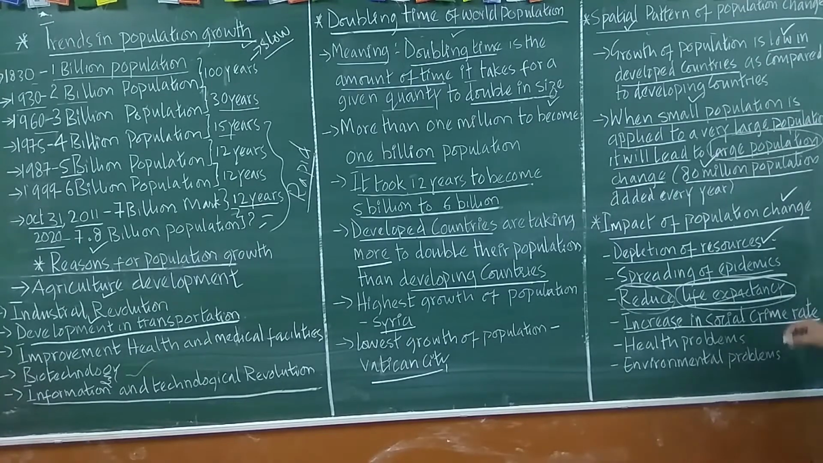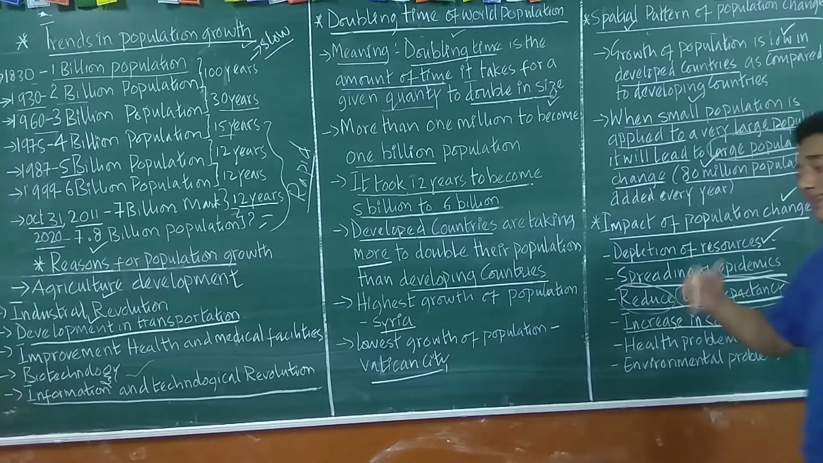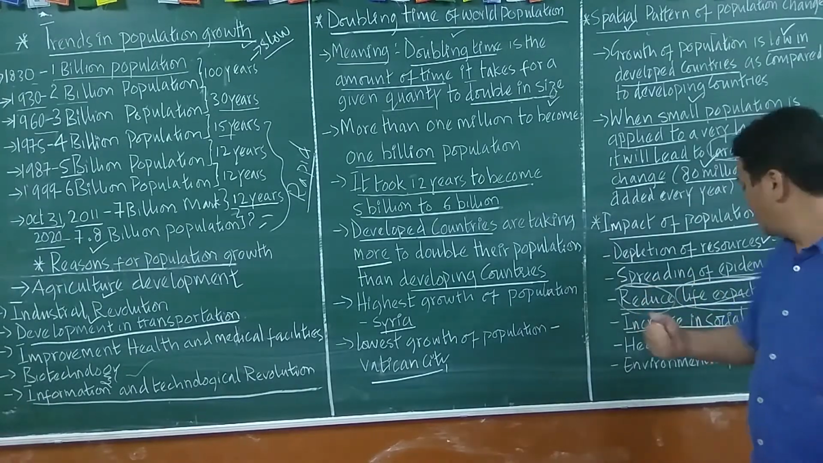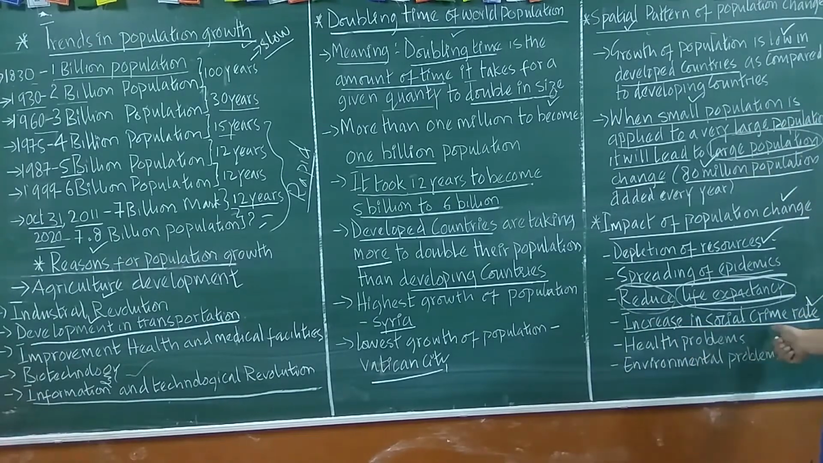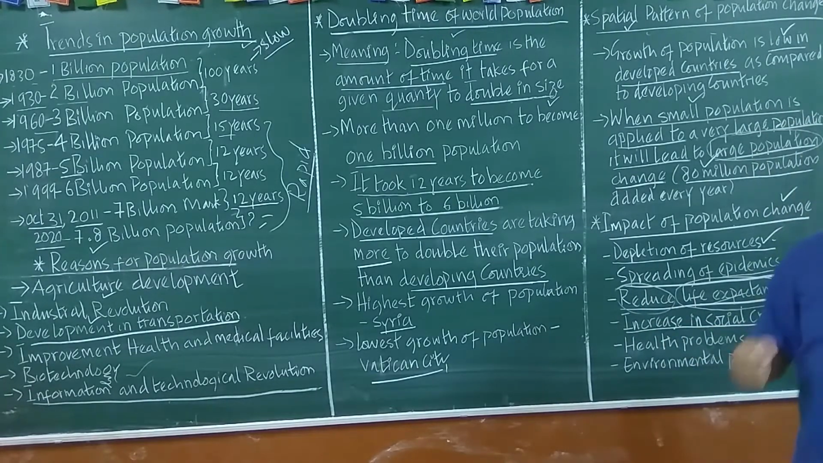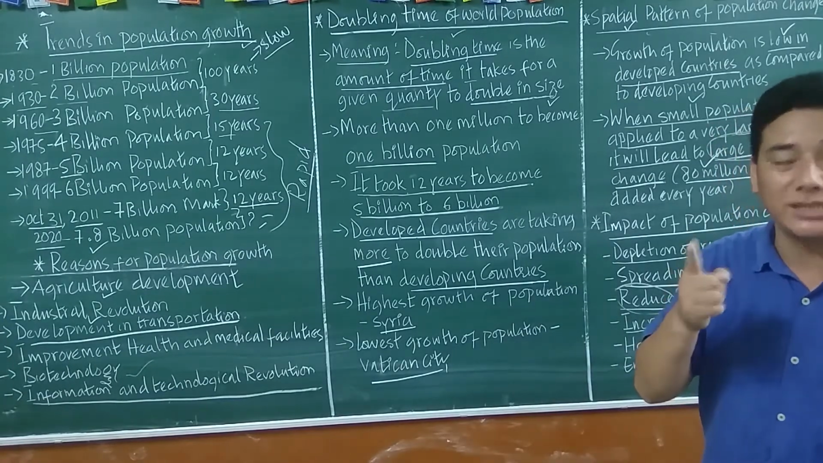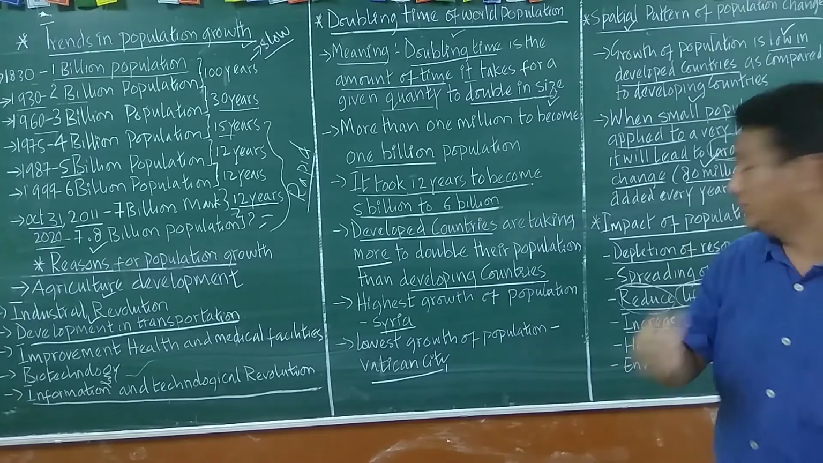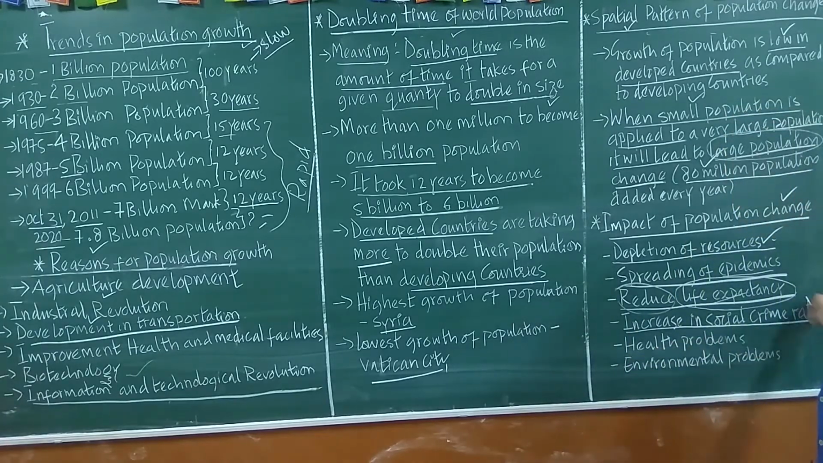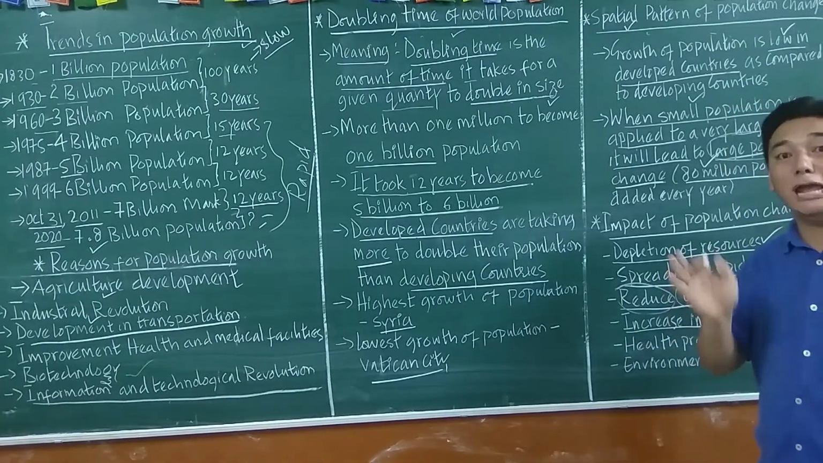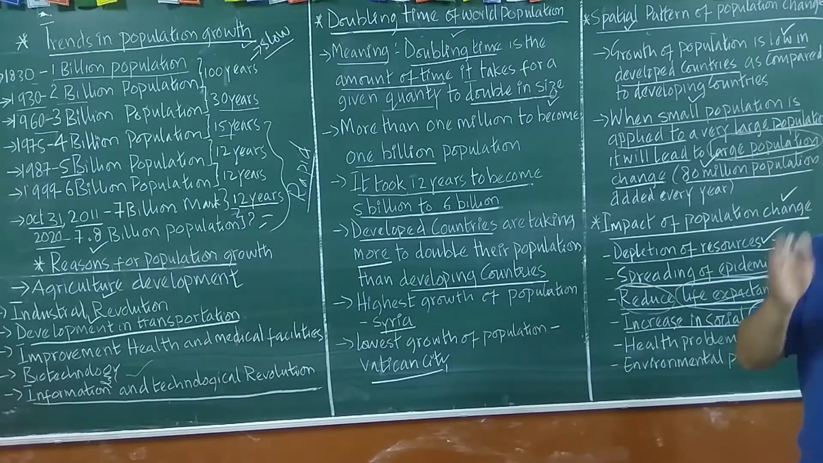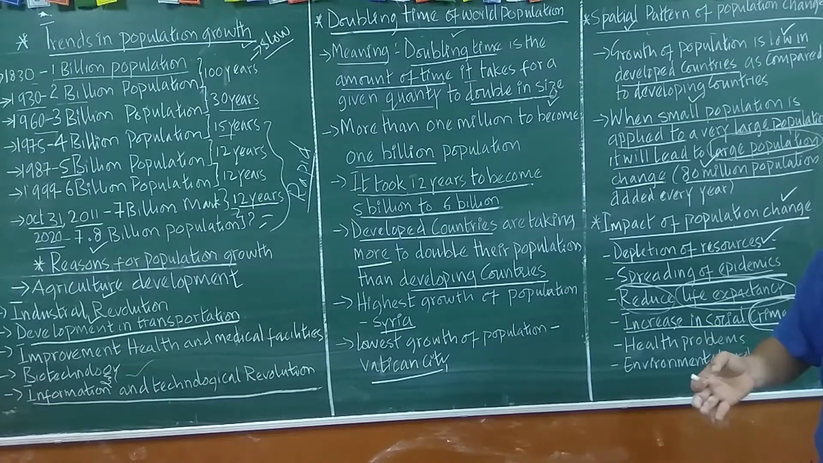Increase in social crime rate: whenever there is a lack of water, the social crime rate will increase. In order to get food, they will fight. They will fight for each and every resource. There will be a war, such as the petroleum war in Europe.